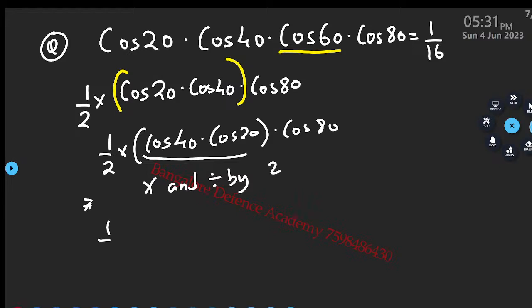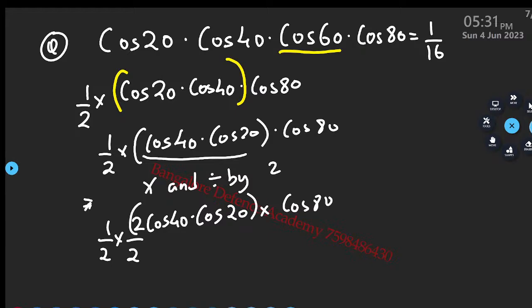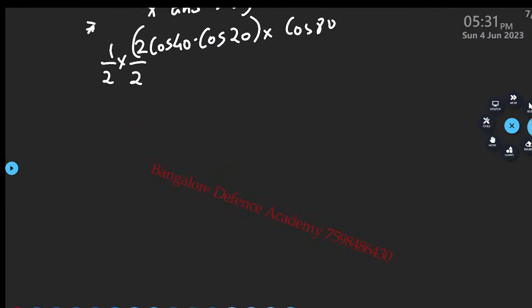So what I am going to do, 1/2, 2/2, this is cos 40 into cos 20, this is into cos 80. इसको ब्रैकेट में डालेंगे हम, समझ में आया? अभी 2 into 2 कितना हुआ? Tell me. 1/4. So now this becomes 1/4. Okay, now tell me, do cos 40 into cos 20. Tell me what happens. Cos A cos B, right?